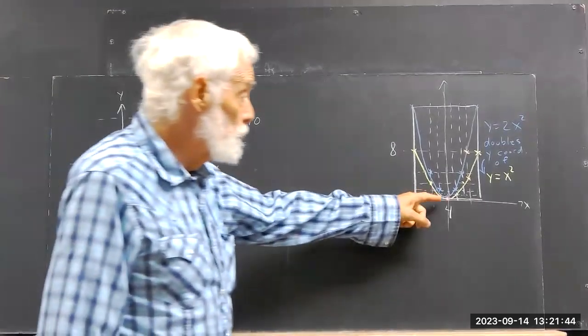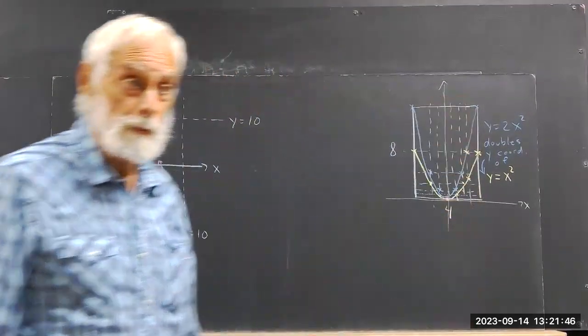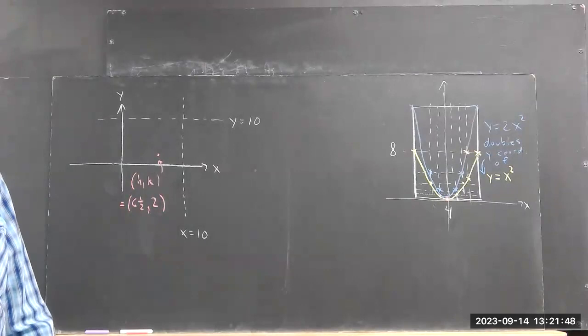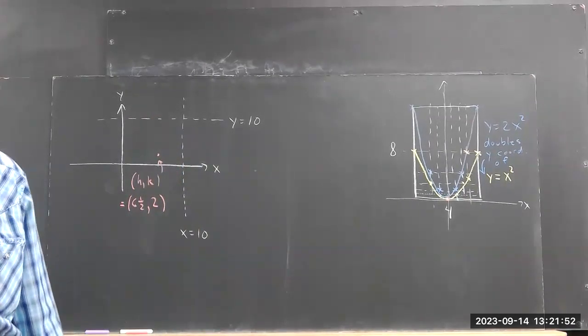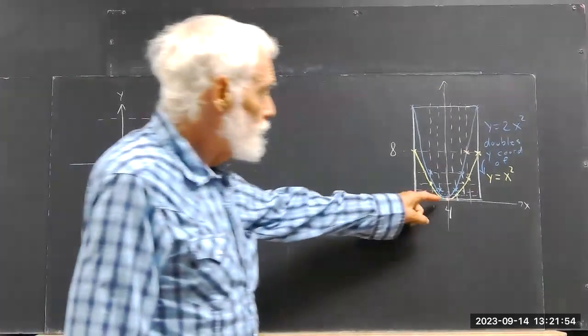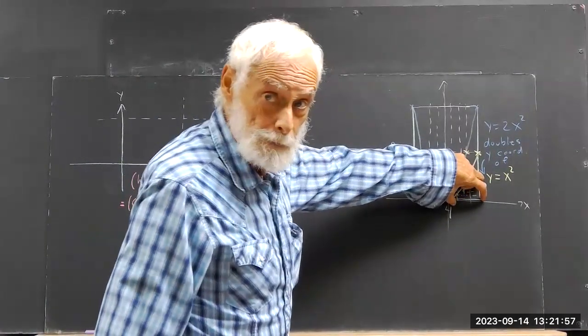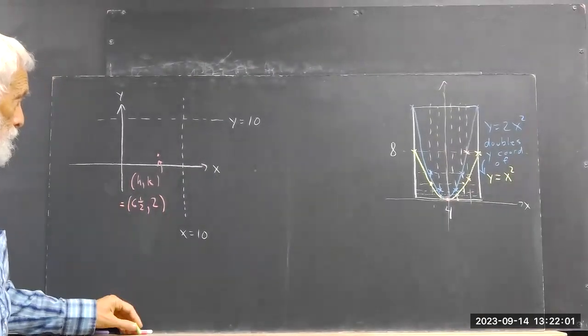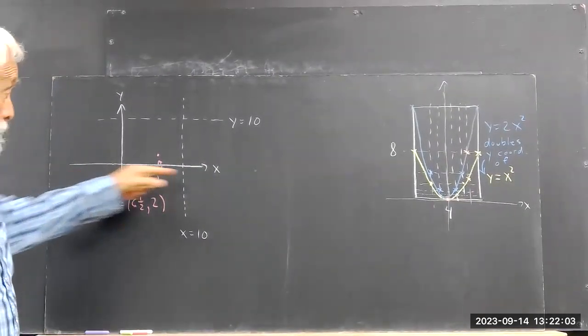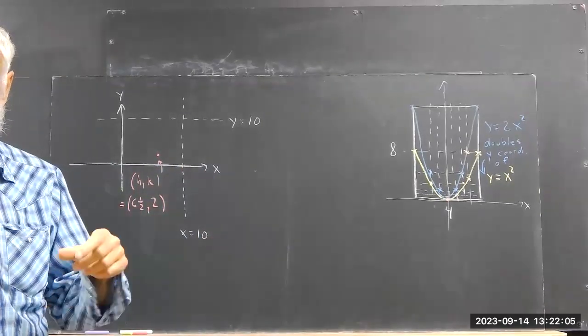How far to the right of the red dot is the right edge of the 4 by 8 rectangle? It's 2. Okay. So to get to this, we got to move over 2 units. Now on this graph, show me how big 10 units is in the horizontal direction.